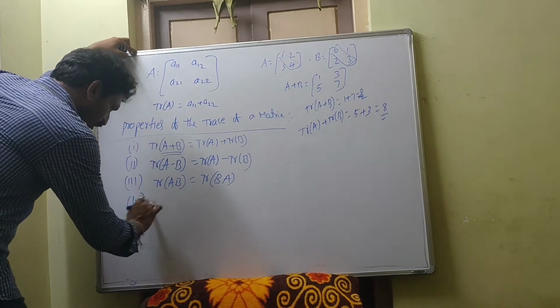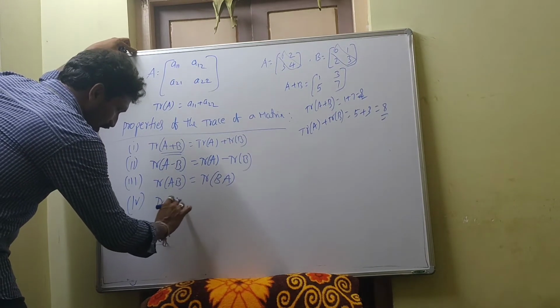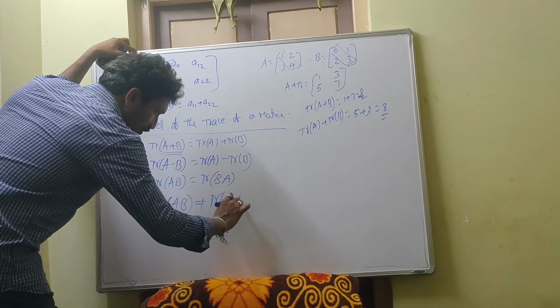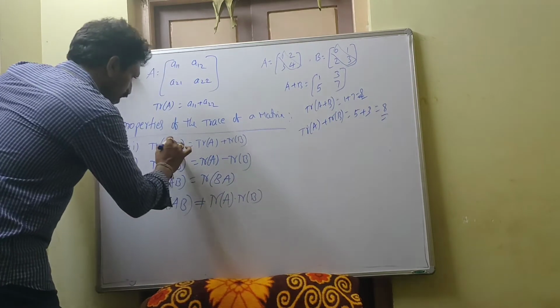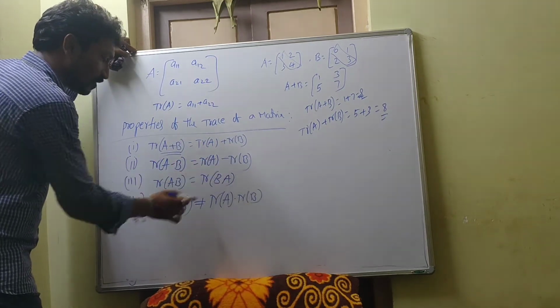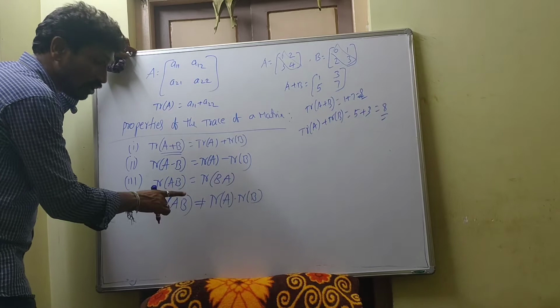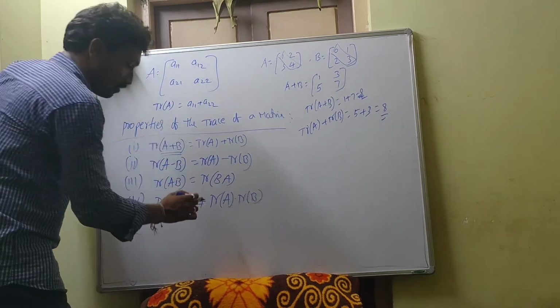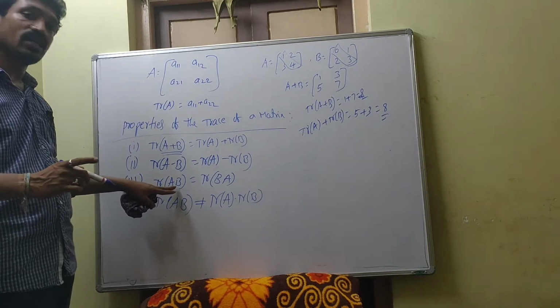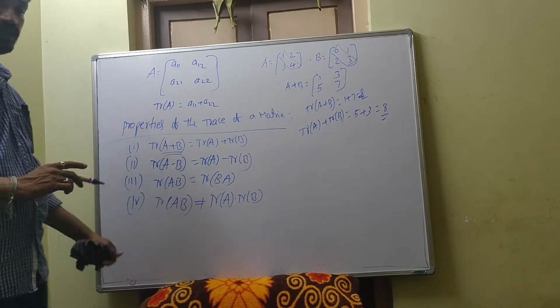But don't think trace of AB is equal to trace of A into trace of B. Here, trace of A plus B is trace of A plus trace of B, trace of A minus B is trace of A minus trace of B. But saying trace of AB is also trace of A into trace of B is wrong. So it is not equal to trace of A into trace of B. But one thing I can say, trace of AB is equal to trace of BA.